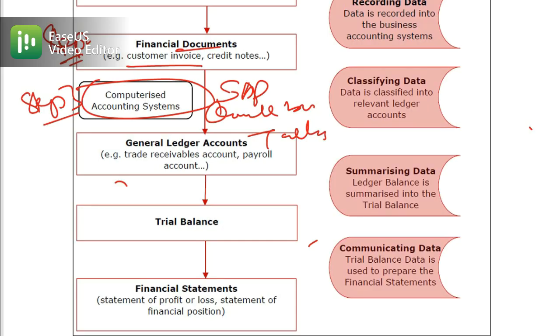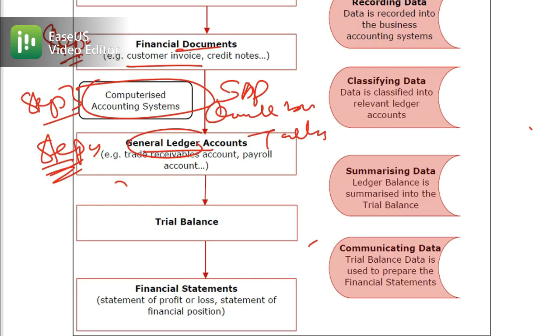And step number four is related to general ledger accounts, which means that a ledger is basically the books or system where transactions are grouped. For example, you will have a trade receivable account. So the trade receivable account tracks money owed by customers.